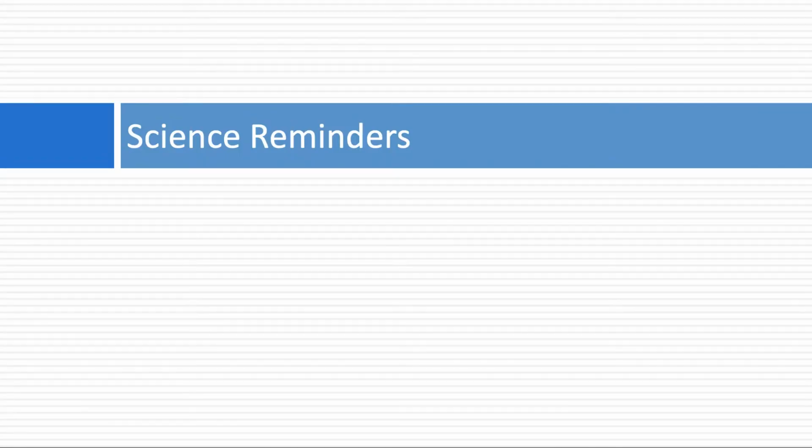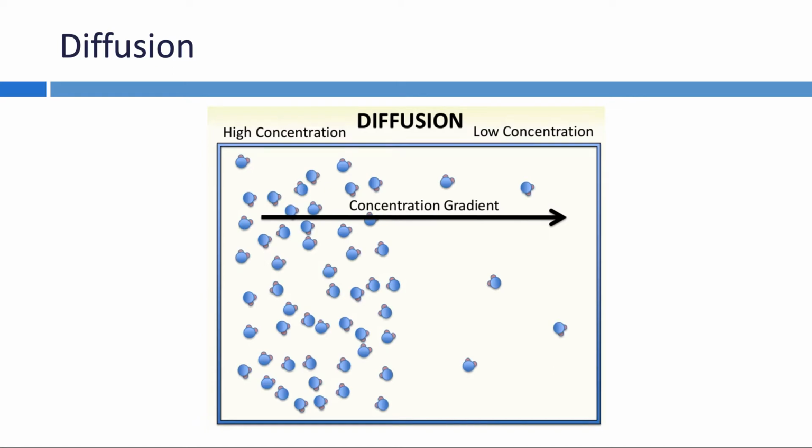Before we go much further, I want to have a few science reminders that we're going to need as we talk about these processes. The first is diffusion. In diffusion, we're going to have molecules going from high concentration to low concentration, down the concentration gradient. So you can see on the left side of this diagram, they're really built up. There are a lot of them, high concentration, and they are going to slowly move down to the right side, down the concentration gradient, so that they are evenly distributed, because they want to be evenly distributed.